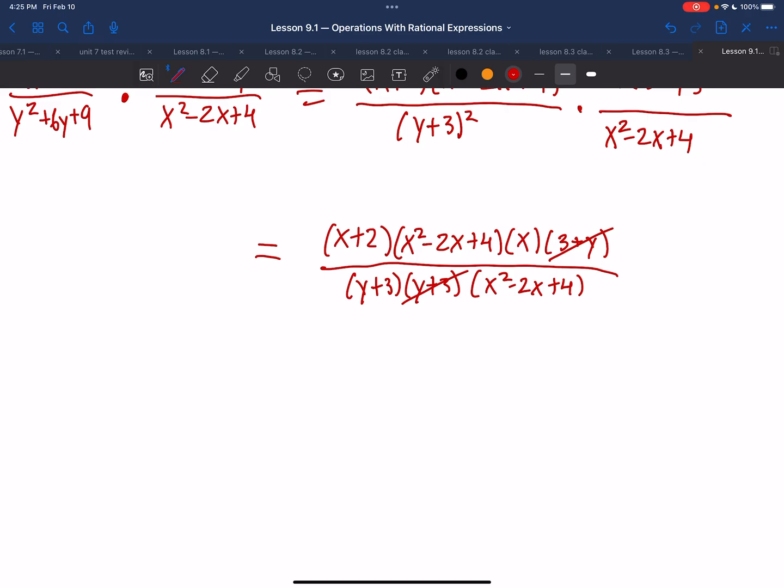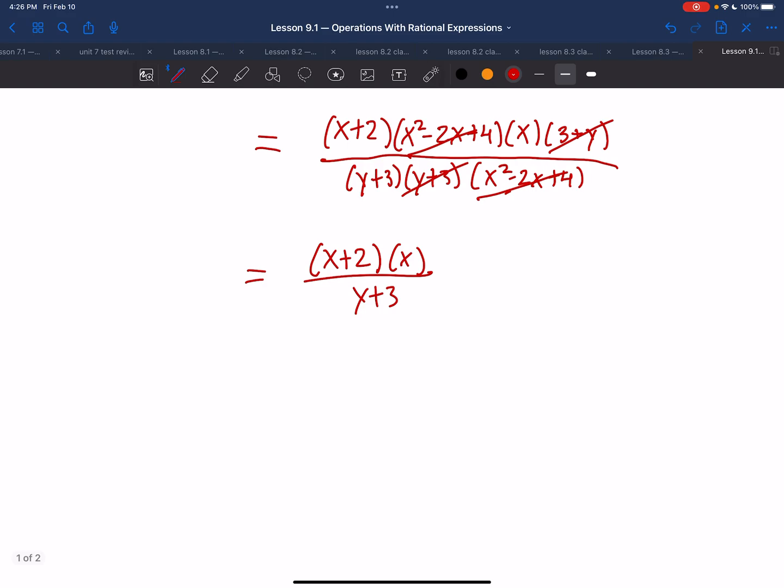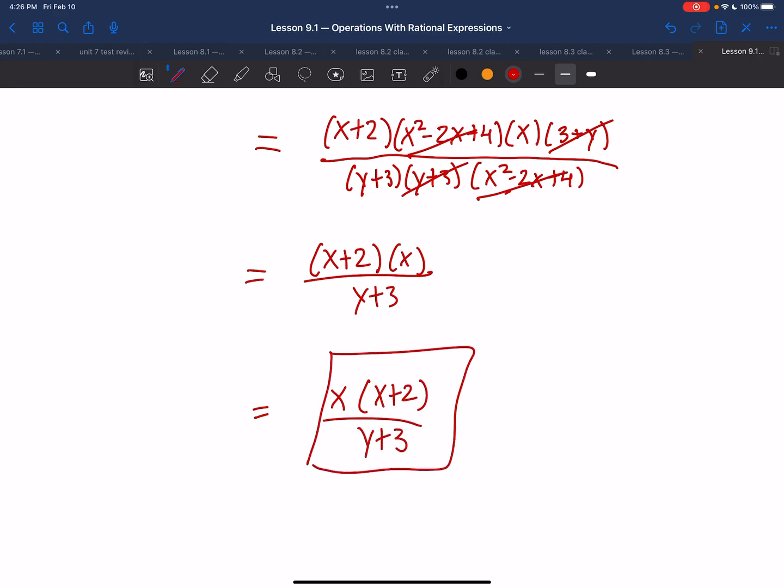one of them. I also noticed that this irreducible quadratic here cancels with that irreducible quadratic on top as well. So both of those are gone. And so I am left with x plus 2 times x over y plus 3. And that's finished. I might, just because I like to write it this way, write this as x times x plus 2 over y plus 3. That's just a me thing.